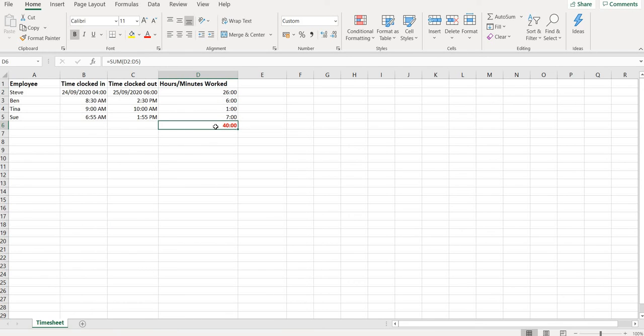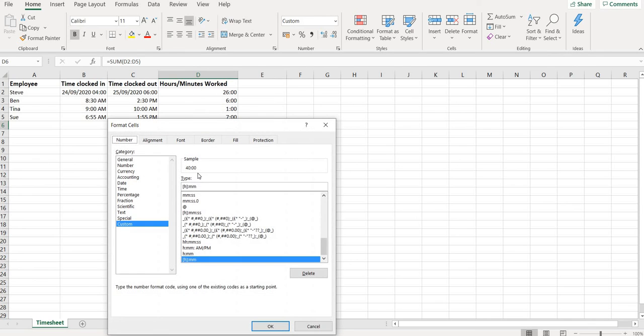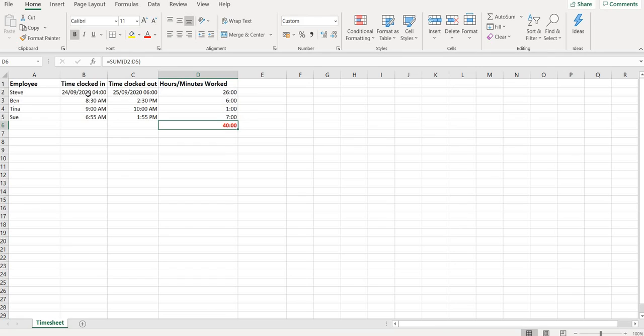Now, the formula is sum D2 to D5. I'm adding up the amount of hours and minutes worked for the 4 employees, and the correct answer of 40 hours is shown. And once again, this importantly is shown in hours and minutes with the hours having the square brackets, because once again, if it was without the square brackets, you can only go up to the 24-hour period. And so, there you have it. Time calculations, subtractions, and in particular, formatting around the hour symbol.